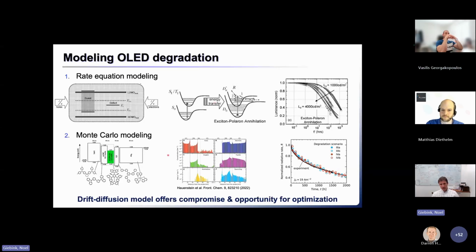Both of these have lots of parameters, and therefore, maybe unsurprisingly, can do a reasonable job fitting trends like luminance fade in both cases. Something that we've looked for is maybe a compromise between these two that takes into account the spatial variation in the degradation, but is maybe not so computationally demanding as a Monte Carlo model. And so that has led us to try and incorporate OLED degradation kinetics into drift diffusion models like Setfos.